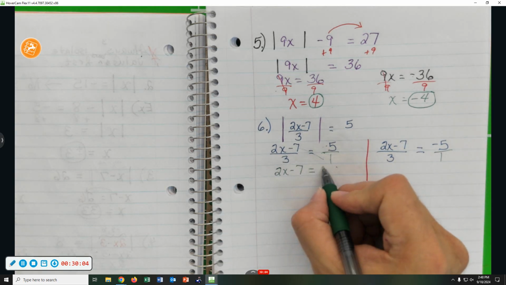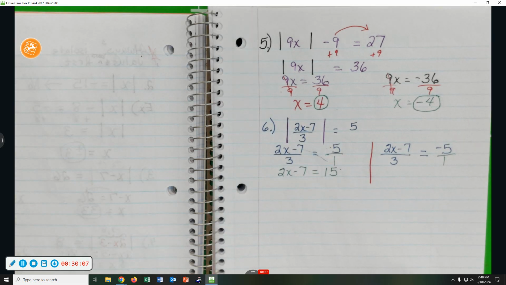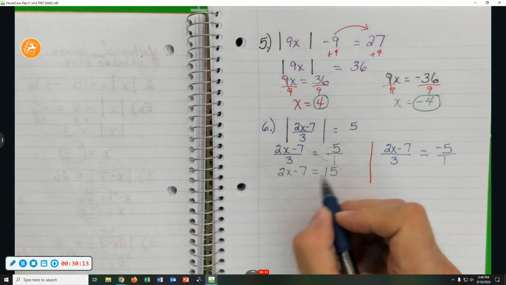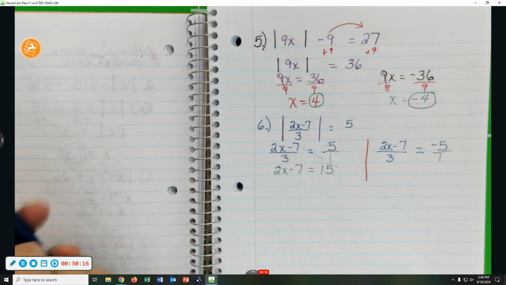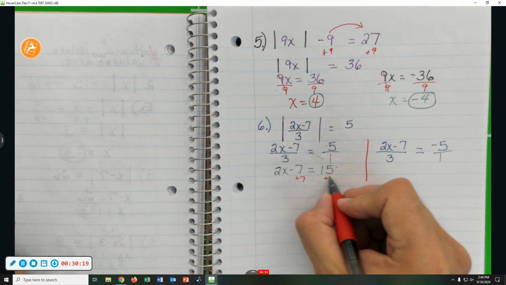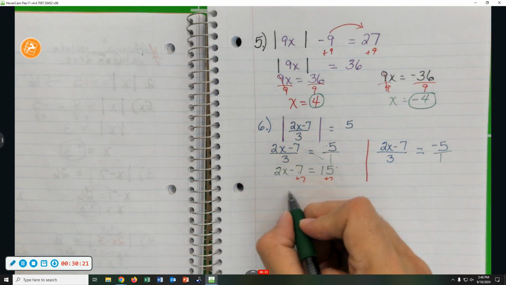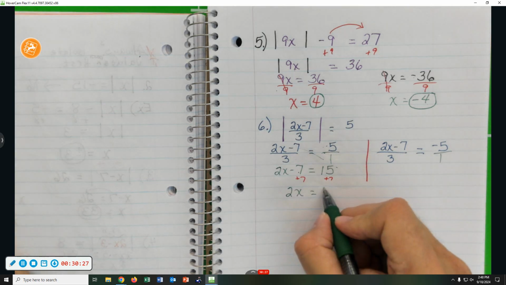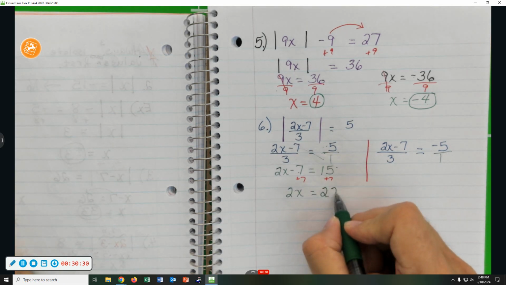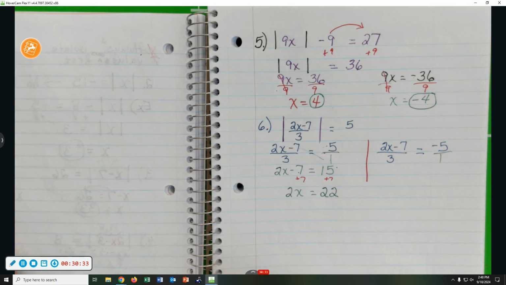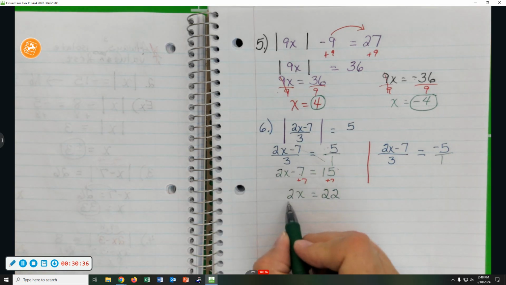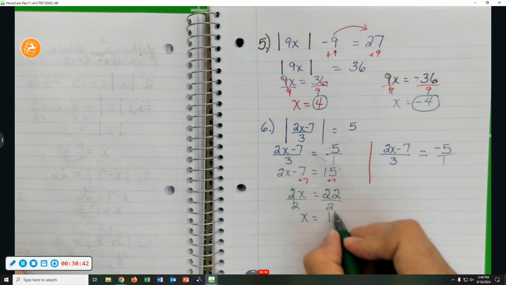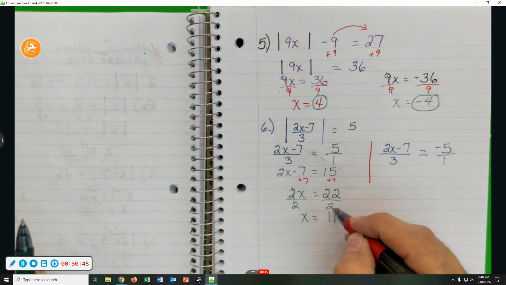15? Mm-hmm. So add 7 to both sides. We'll move the 7 over, whatever you want to do. I think I'll say plus 7, plus 7. And we have 2x equals the 15 plus 7. Is that a 22? And then what? Divide by 2. So we get x equals 11. So there's one answer.